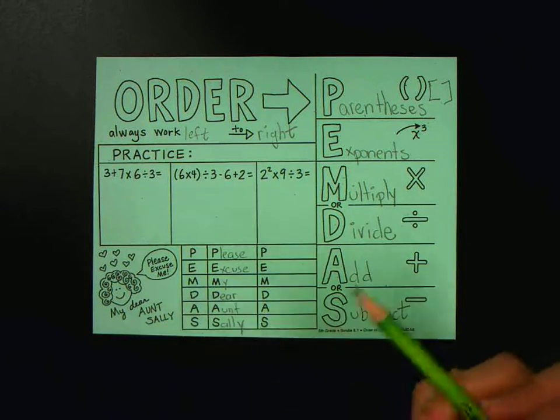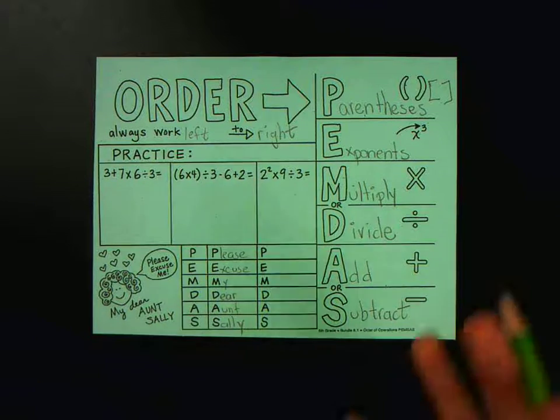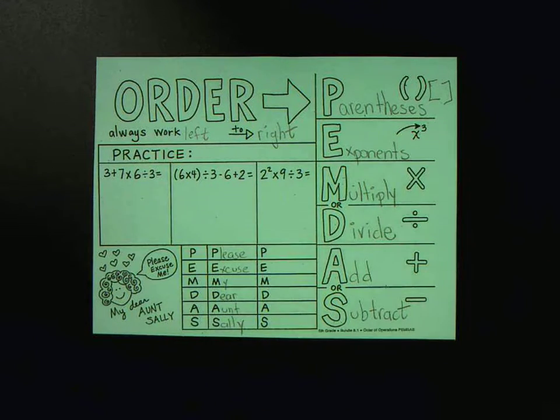Now, if you know any other acronyms that stand for PEMDAS and you would prefer to use one of those, go ahead, please do. I definitely encourage it. This is just one of the more common ones that you'll recognize. So if we talk about Please Excuse My Dear Aunt Sally, you're thinking PEMDAS.